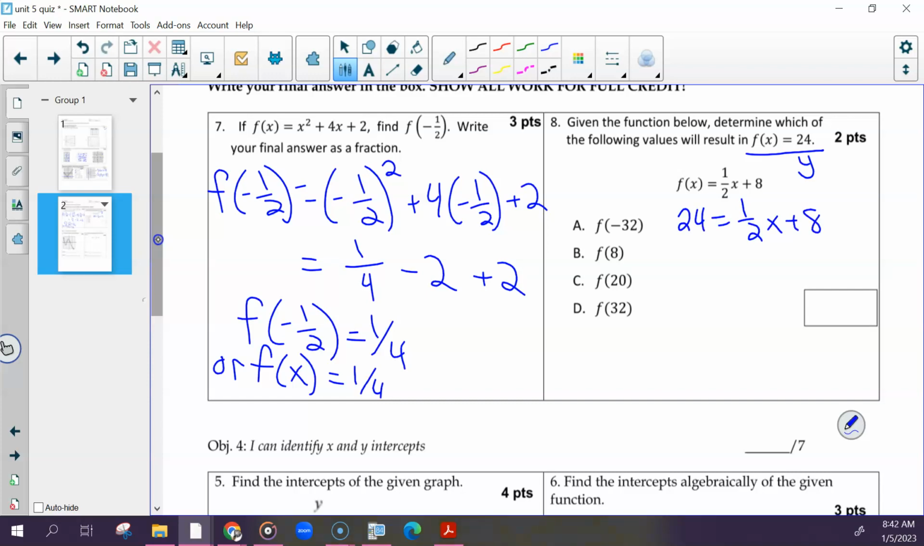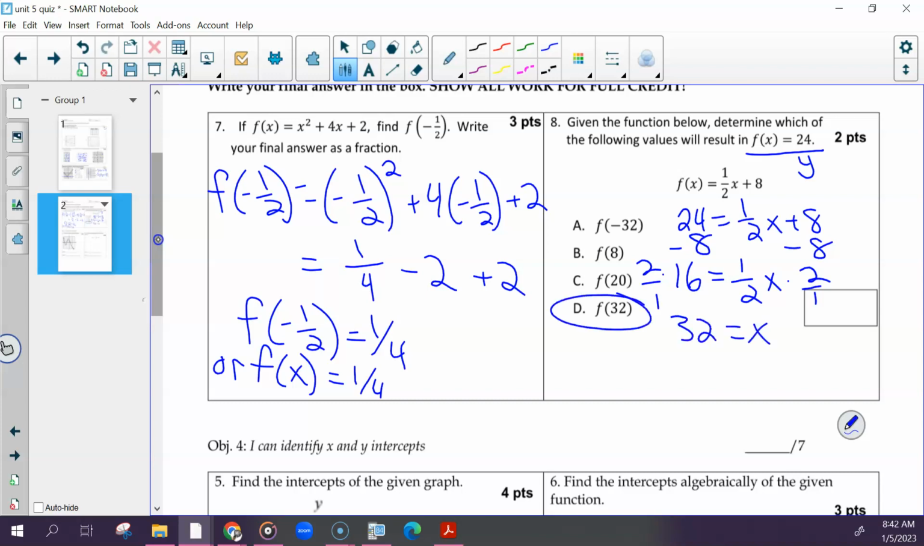And I'll talk about the other way. Some of you did this as well. So 16 equals 1/2 x, and then flip it and multiply both sides by 2. So D was the correct answer for that one.